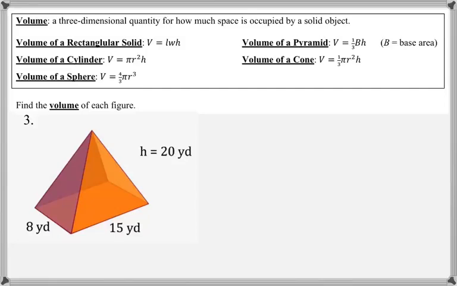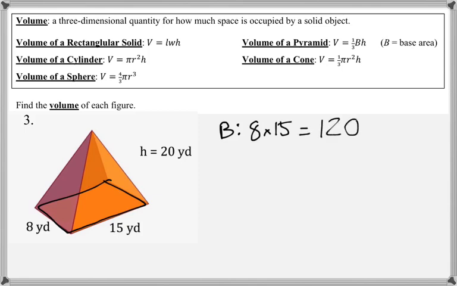On question number 3, we're finding the volume of a pyramid. So our formula for the volume of a pyramid is 1/3 times capital B, which stands for the area of the base of a pyramid, times the height. So the base of this pyramid is 15 by 8. So to find that area, I just need to take 15 times 8, or 8 times 15. And that will get me 120.